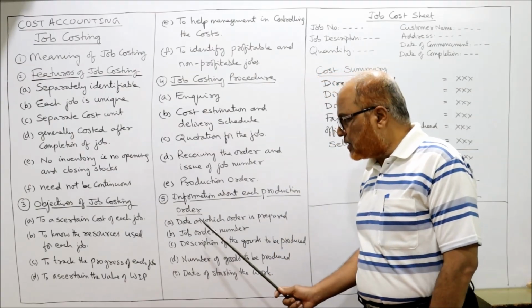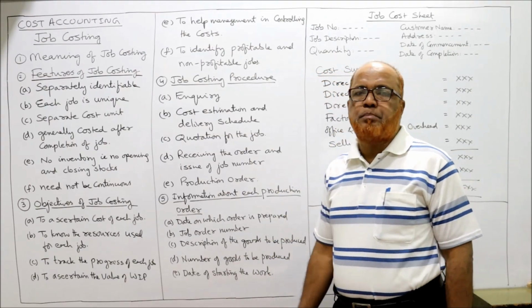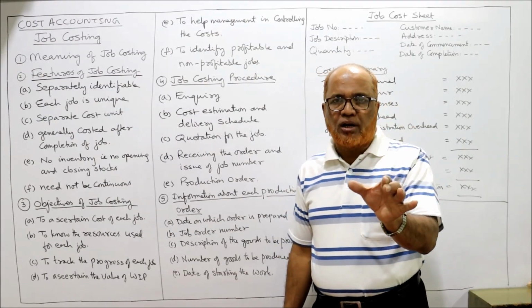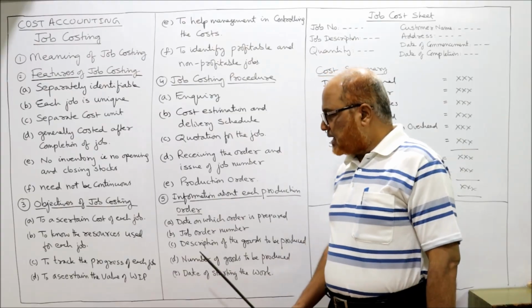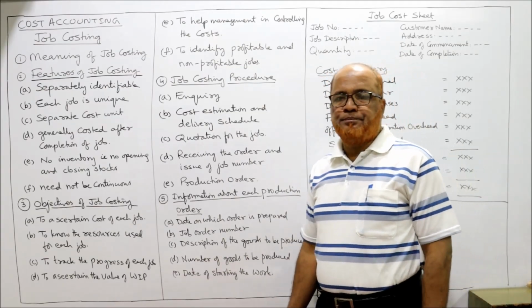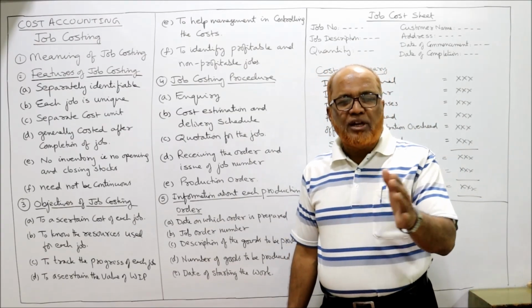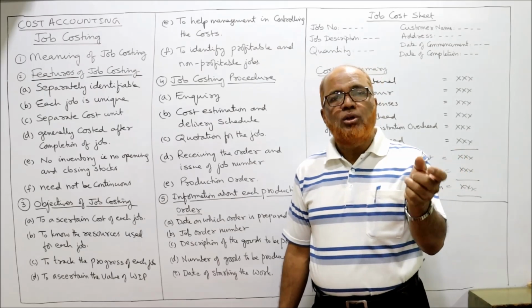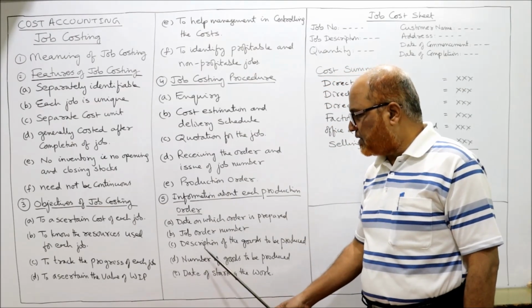What is the information? Date on which order is prepared, specified. So every production order should be dated. Secondly, job order number. Actually, so many jobs are there. So every job will have a specific number. So the job order number must be specified.